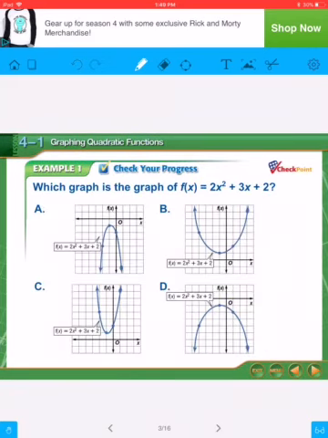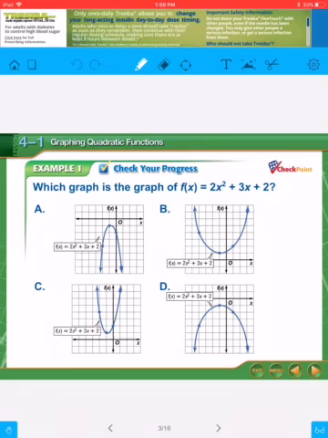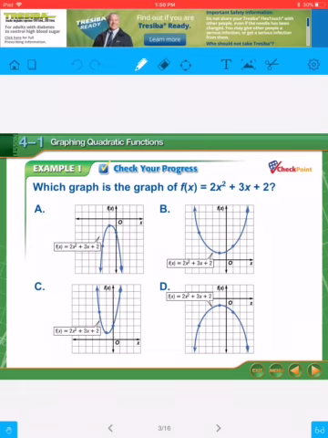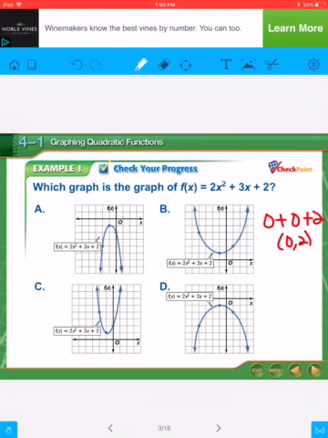All right, so if I have a choice of graphs in front of me and I want to know which one of these graphs is f of x equals 2x squared plus 3x plus 2, all I need to do is pick an x value to plug in, and that corresponding point should match up with the graph. So first I'm just going to plug in 0. So plugging in 0, 0 squared is 0 times 2 is 0, plus 3 times 0 is 0, plus 2, so I have a point at 0, 2.